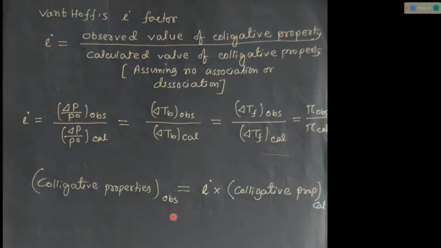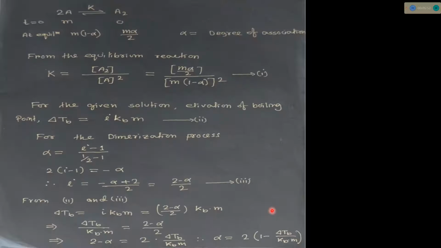And if there is no association or no dissociation, then the value of i should be 1, meaning colligative property observed equals colligative property calculated. So now see the solute, the reaction given like this: 2A dimerizes to A2.